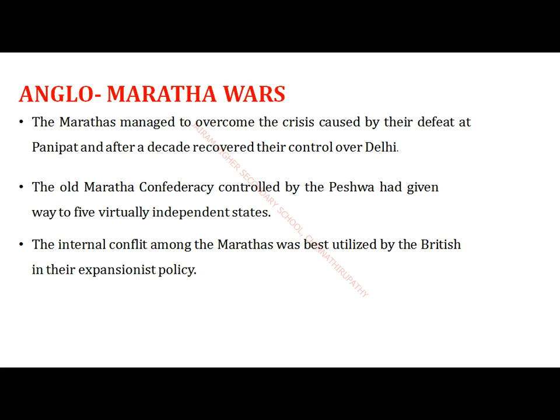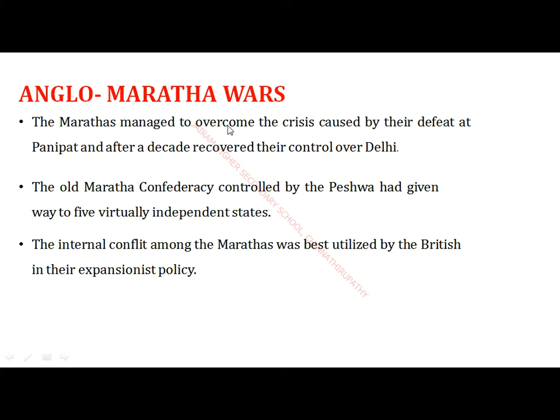See here, the Anglo-Maratha War also took three phases of war. The first Anglo-Maratha War is in the year 1775 to 1782. And the second Anglo-Maratha War took place from 1803 to 1805. Children, you take down the notes of this. And the third Anglo-Maratha War took place between 1817 and 1818. Okay, children, now let's move to the subtitle of these Anglo-Maratha Wars.